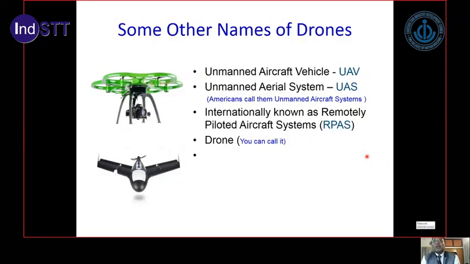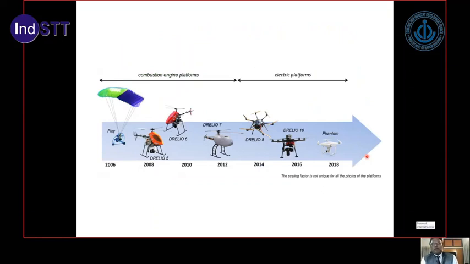Now, the technical terms: they are called unmanned aerial vehicle, UAV. They are called unmanned aerial system, UAS. They are also called remotely piloted aircraft systems, RPAS. So these systems have developed over the past few years, and this diagram indicates the development which has taken place right from 2006, and this is continuing, and we are getting better and better technology.